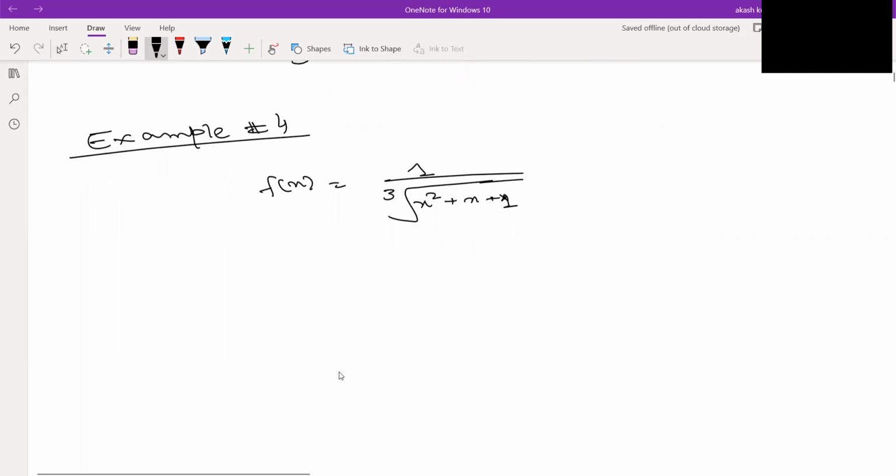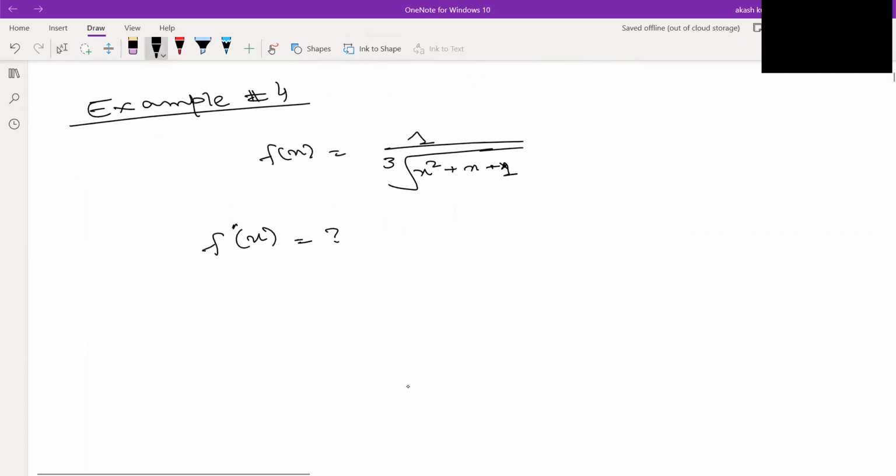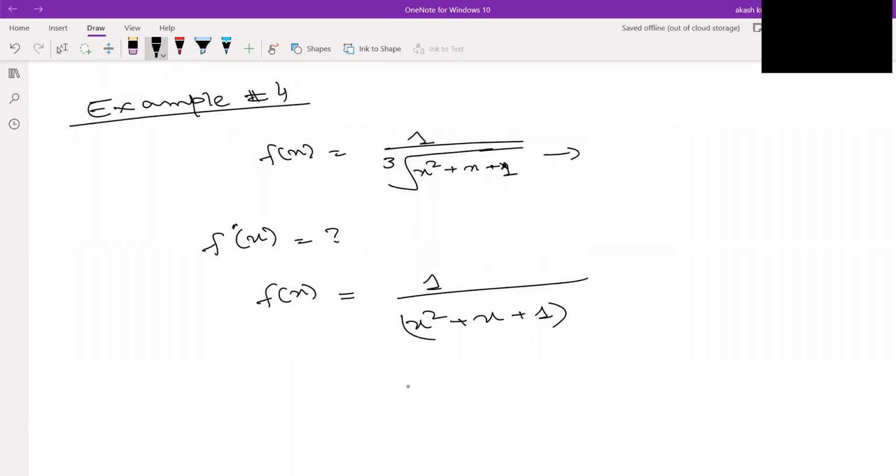Okay, if we have to differentiate it, it means we have to find f dash of x. If we see here, can we simplify our function like this? f of x is equal to 1 divided by x squared plus x plus 1, and removing the cube root, it becomes power 1 over 3. Taking the 1 over 3 to the numerator side, it will be x squared plus x plus 1 to the power minus 1 over 3. Is it clear so far?